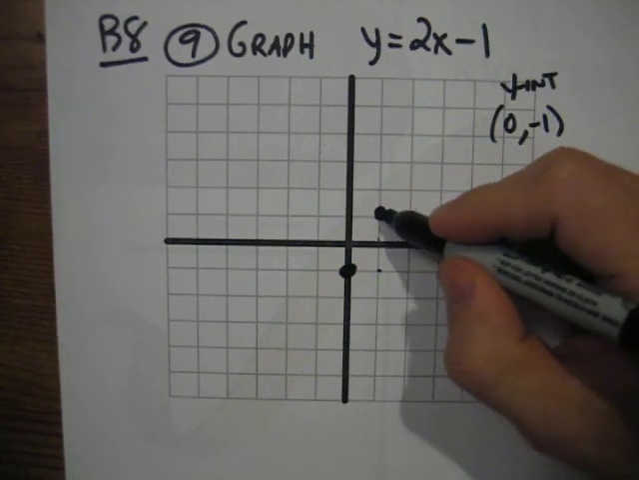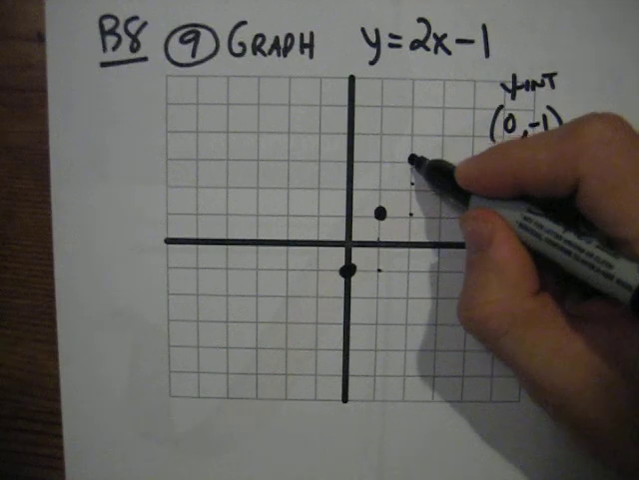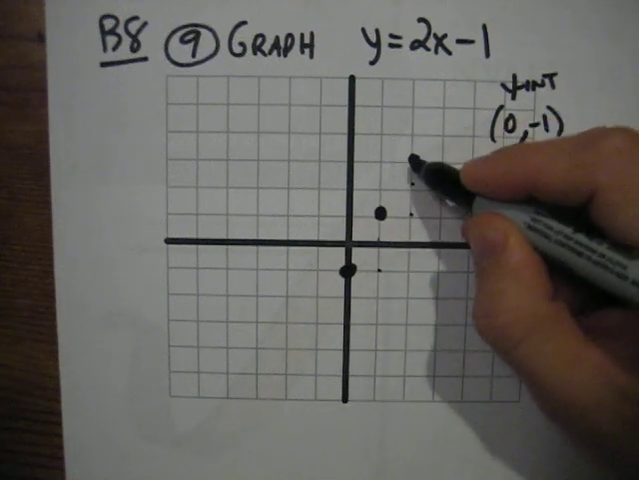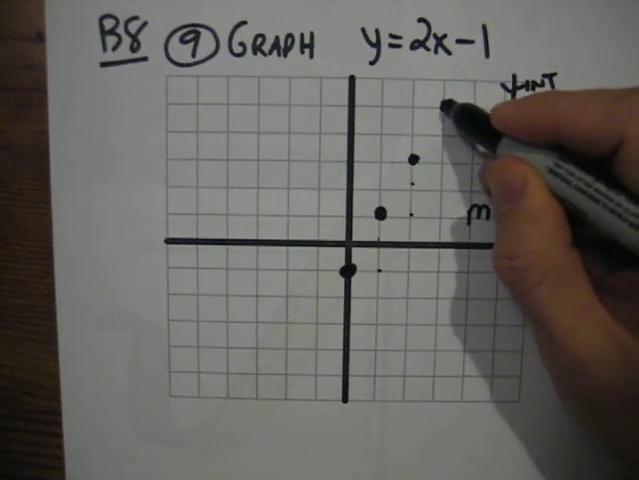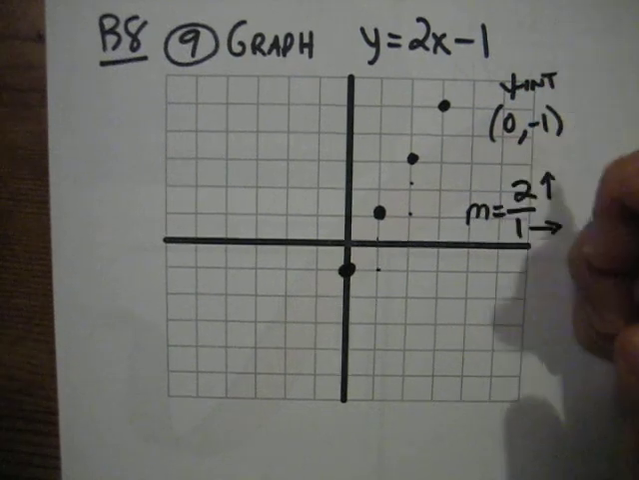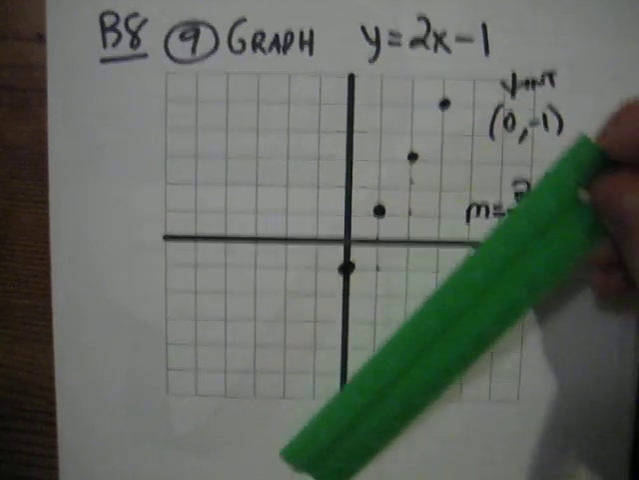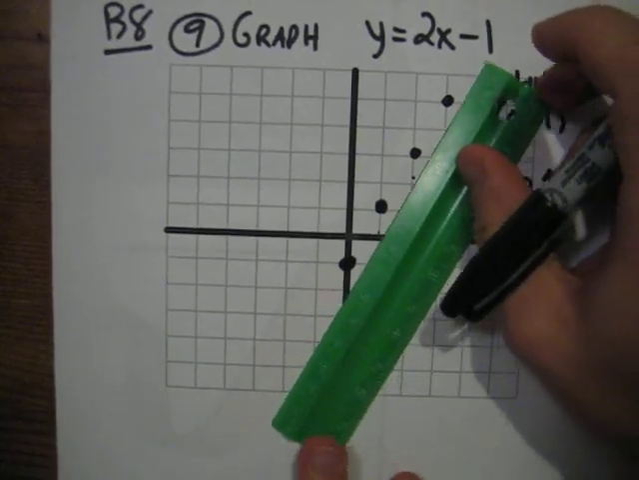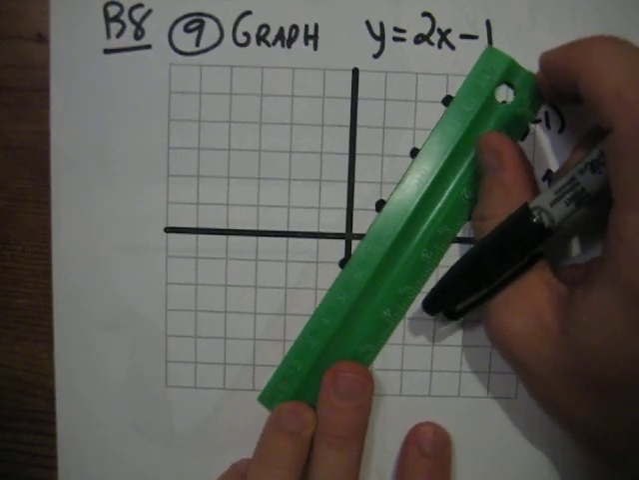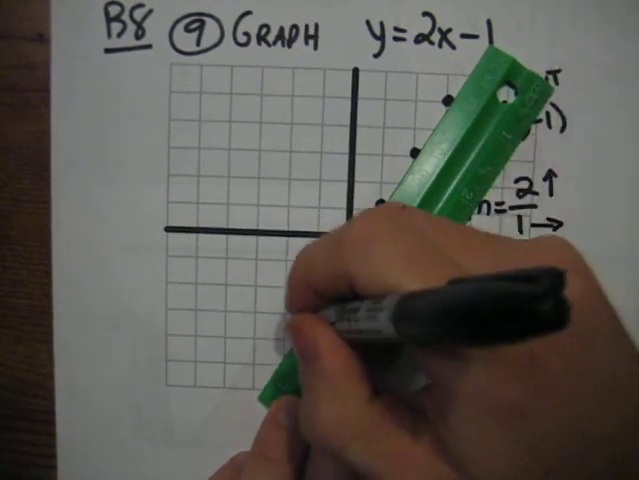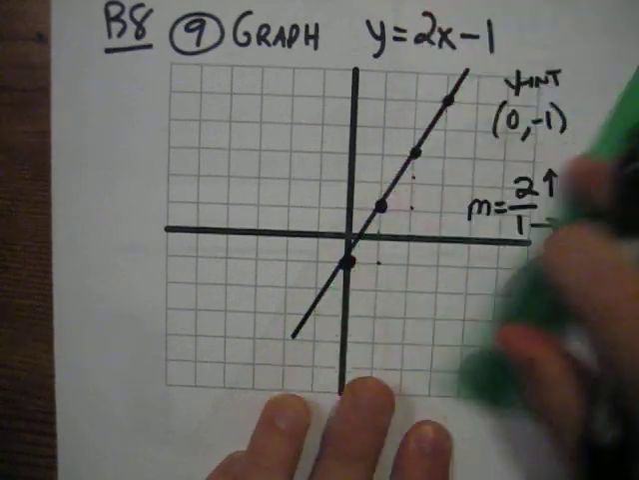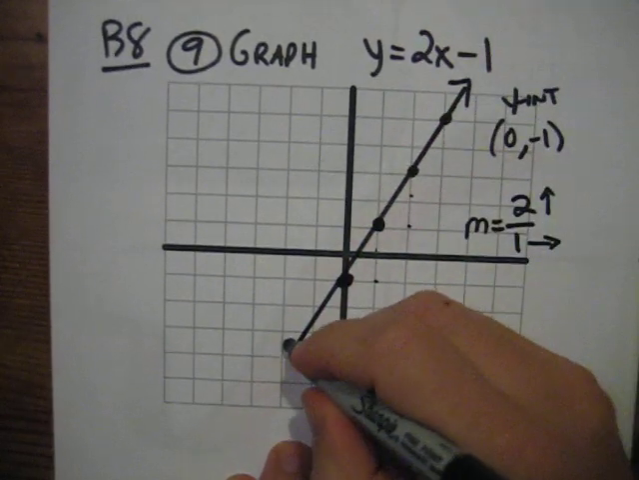Alright, I can do it again if I want. Over 1, up 2. Okay, and you can see the line being formed here. Over 1, up 2. Okay, and now there's a lot of points. I found 4 of them just by using that simple method. Now if I connect these, this should fall in a straight line. And I have my answer.